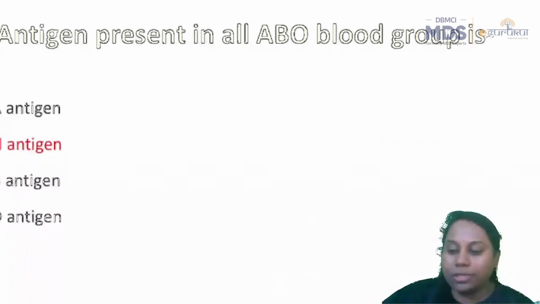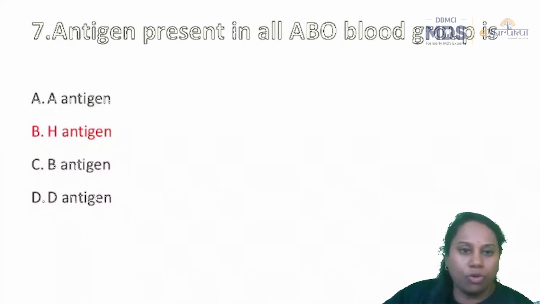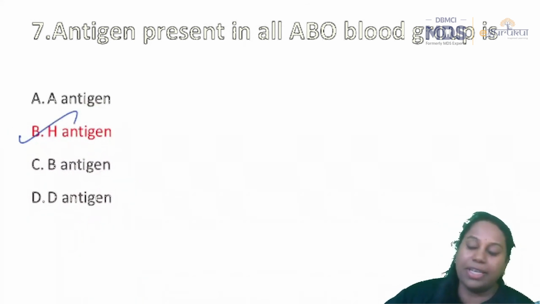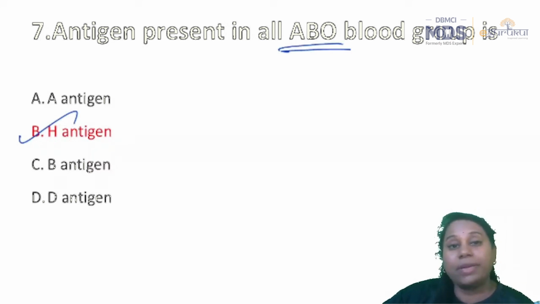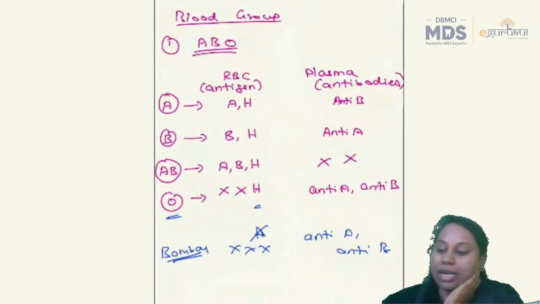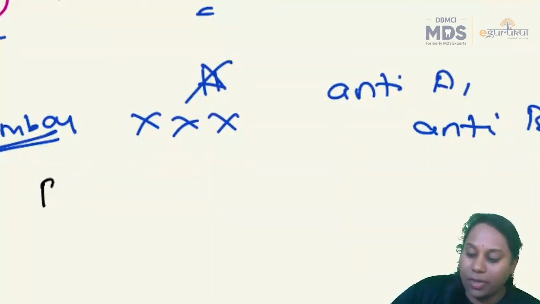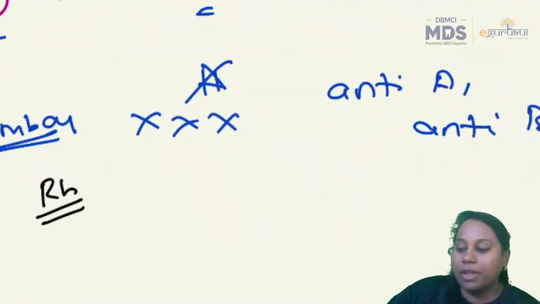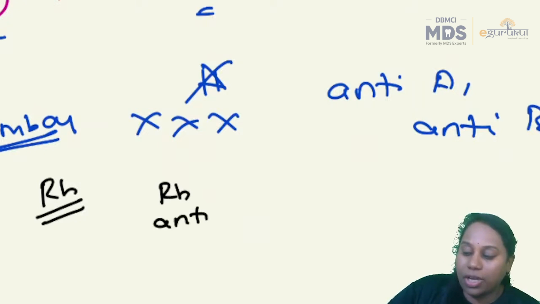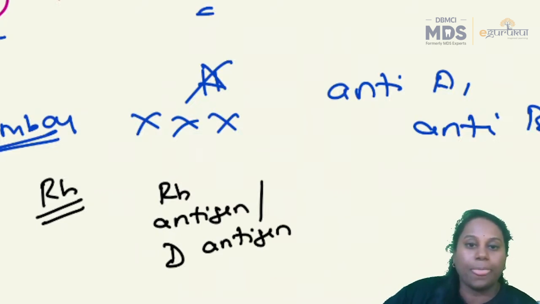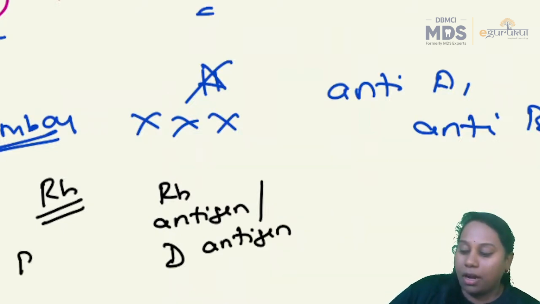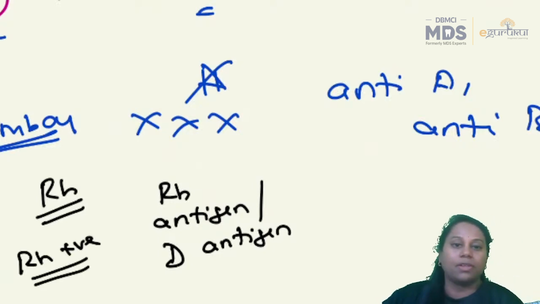Now back to the question. The antigen present in all the ABO blood groups is H antigen. What is the other type of blood grouping system? One is the ABO blood grouping system, which we have discussed. The other type is called the RH blood grouping system. According to it, if you have RH antigen, which is otherwise called D antigen, you become RH positive. If you don't have RH antigen, you become RH negative.